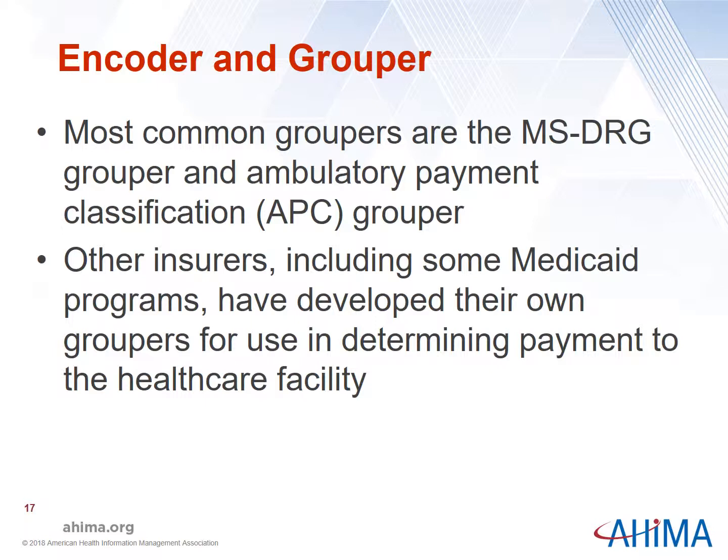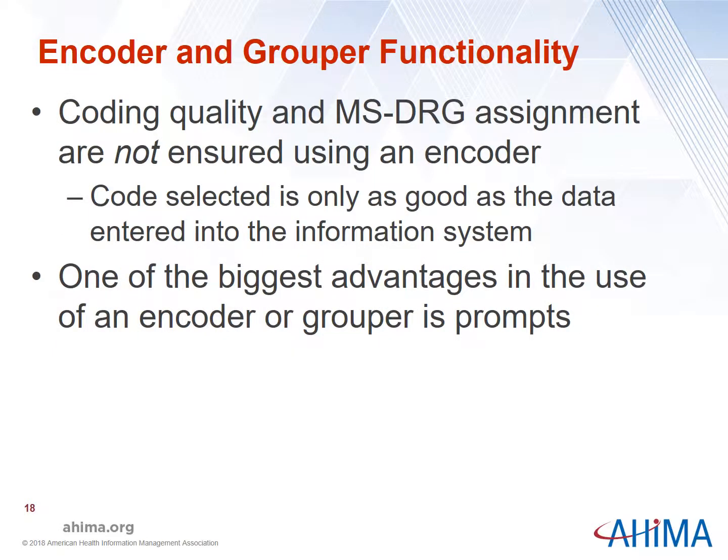The grouper software is connected to the billing system, so it is important that the HIM staff have a strong relationship with the billing and finance personnel. Coding quality and MSDRG assignment are not ensured using an encoder because the code selected is only as good as the data entered into the information system.